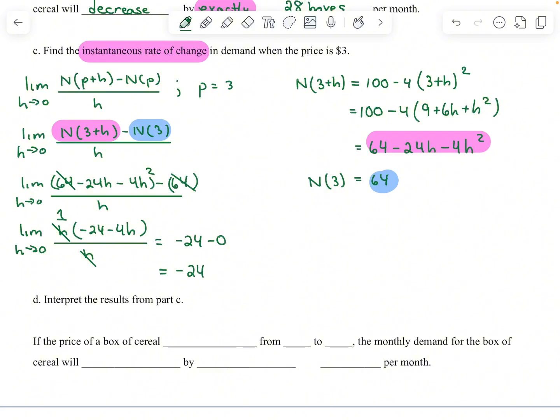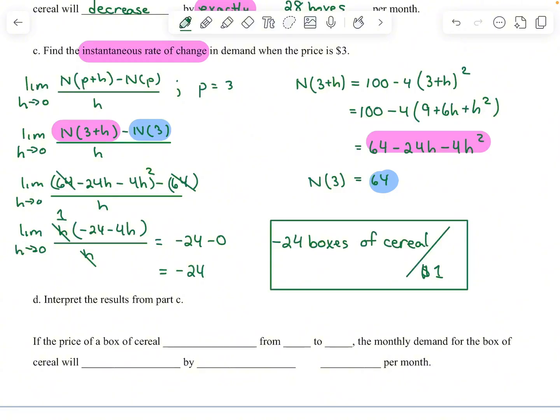And the label will be the same label as in part A. So this will be negative 24 boxes of cereal per $1. Now to interpret the results. If the price of boxes of cereal increases from $3 to $4, 4 is exactly 1 unit more than 3, the monthly demand for the box of cereal will decrease by approximately 24 boxes per month.